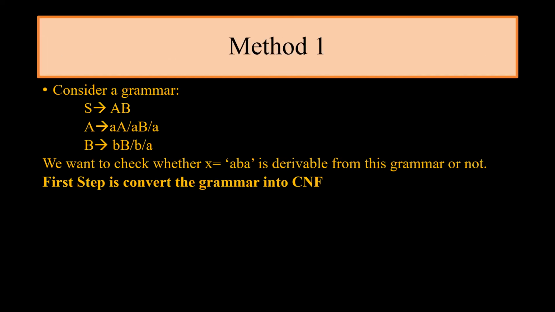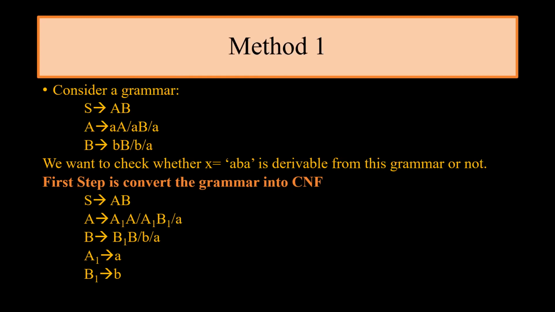Say for example, we have a grammar and we want to check whether the string ABA is derivable from this grammar or not. The first and most important step is that we need to convert the grammar into Chomsky normal form. In Chomsky normal form, we have two non-terminals or a single terminal on the right side of every production.